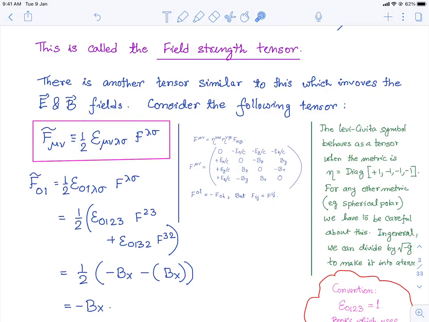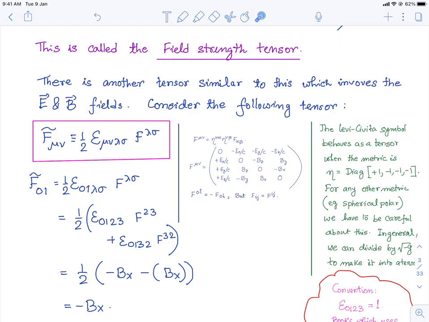But as long as the matrix is this diagonal matrix, +1, -1, -1, -1, and we are talking about only linear transformations like boosts and rotations, then for that, this epsilon behaves as a tensor. Okay, so you can go and verify it. You know how the tensor should transform. So this is like a 0,4 tensor. It would transform like a 0,4 tensor.